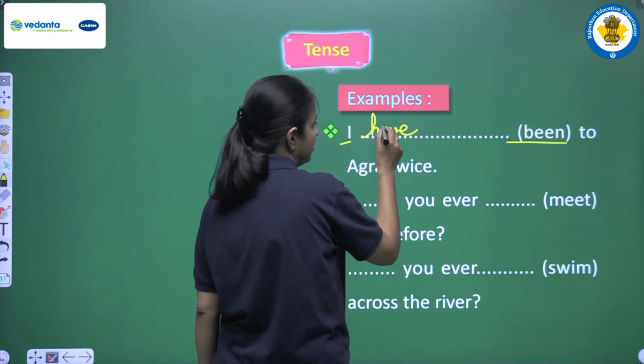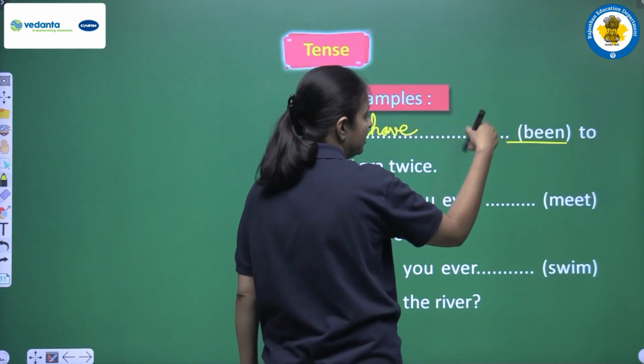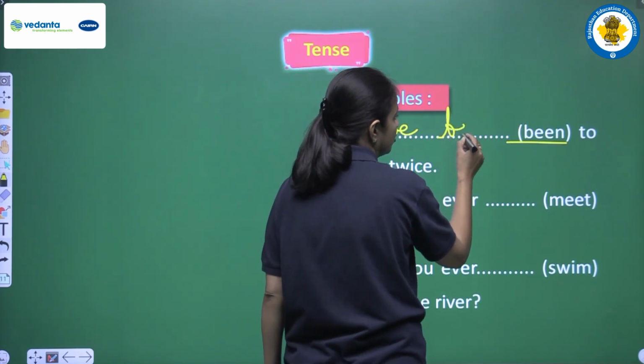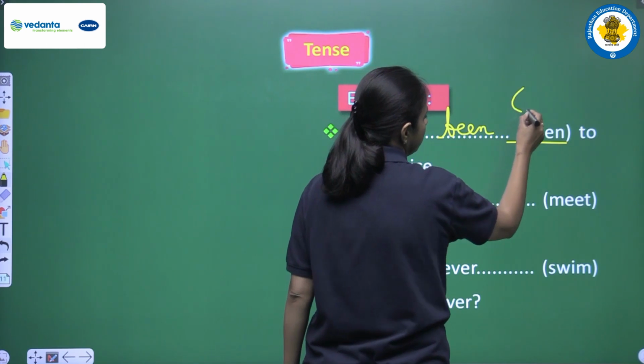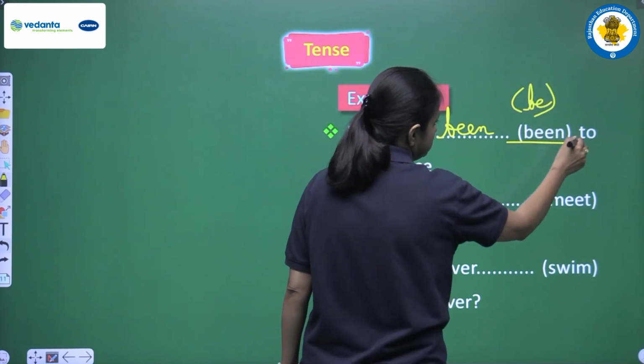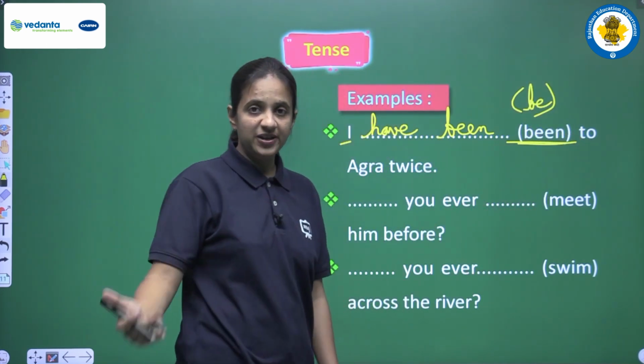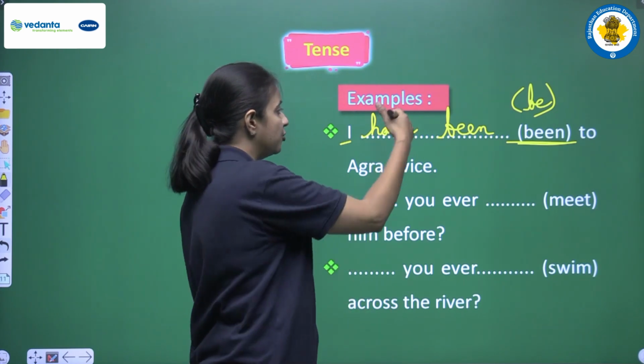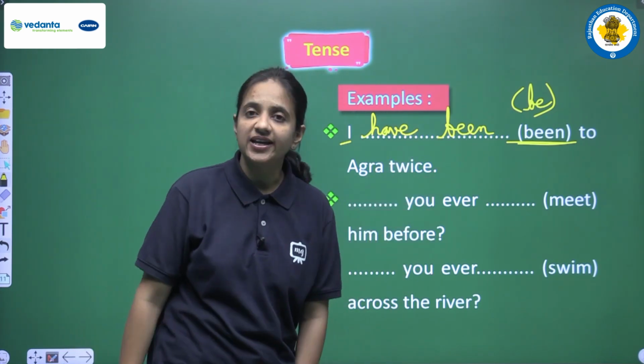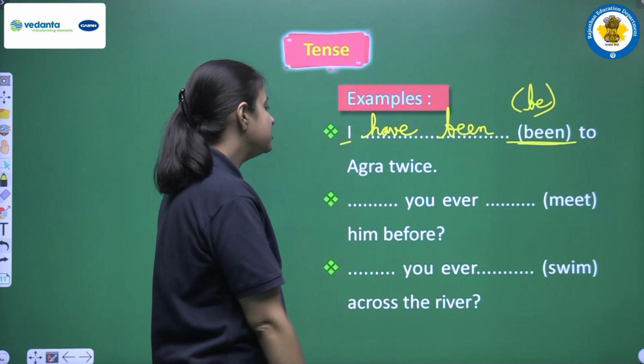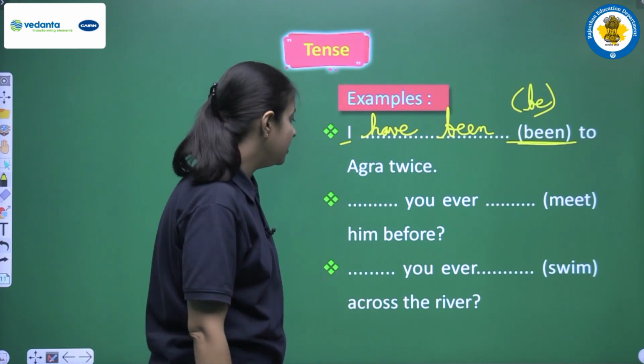So first of all we will write have here. Been is already the third form. Okay, this is the third form of be. So we are already having the third form here. So we will write, I have been to Agra twice. Clear?